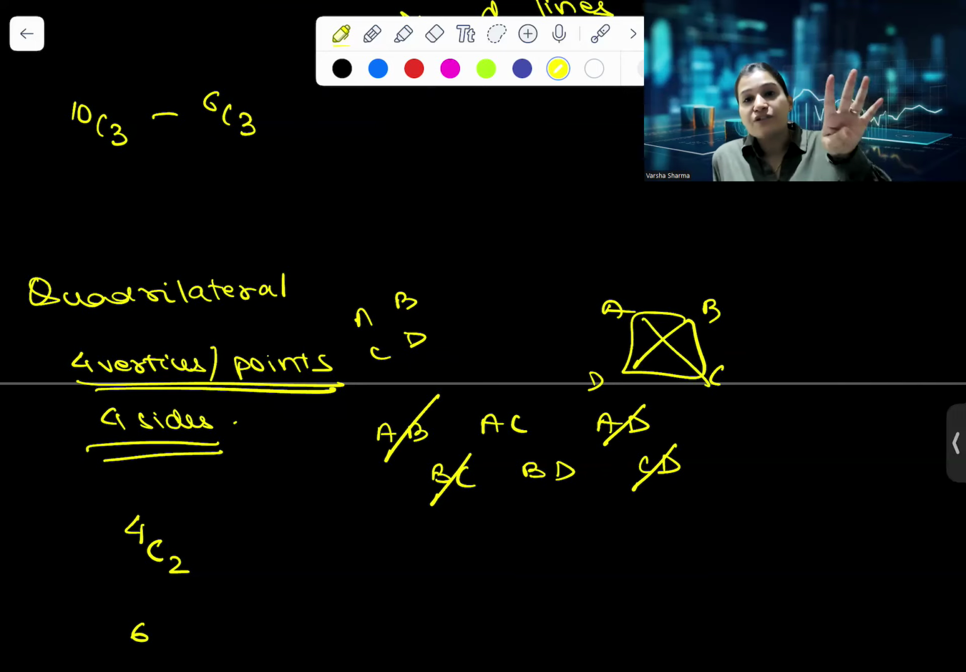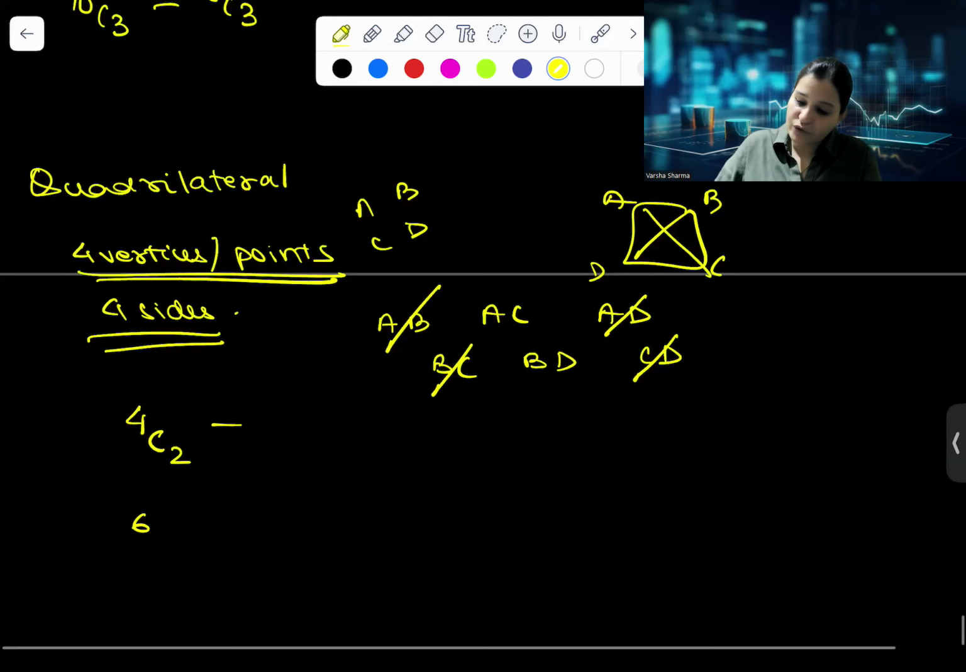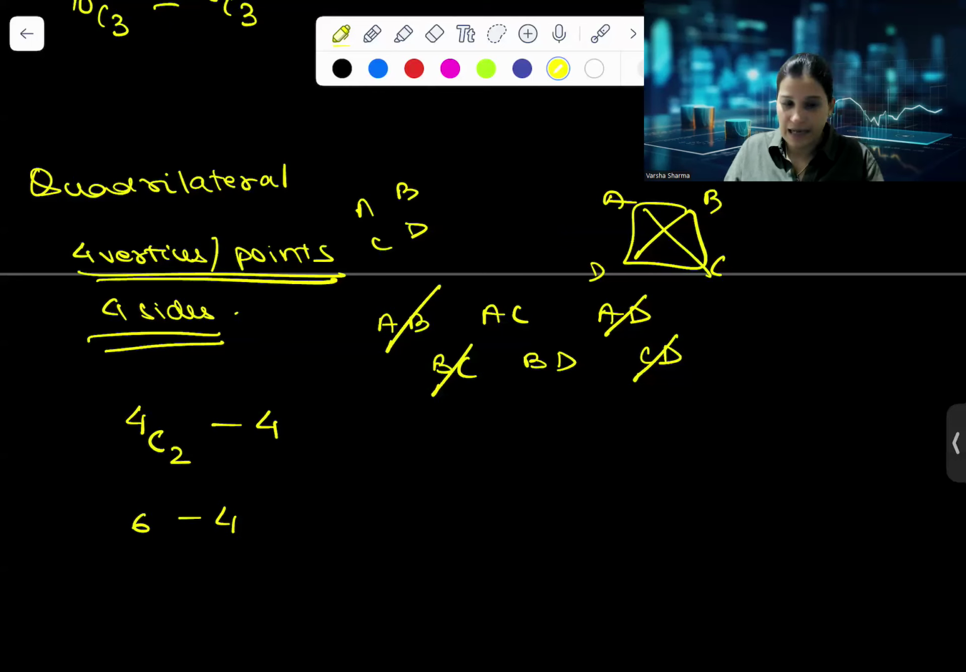So out of 4 points, first I found all the lines. That is 4C2, 6 lines. Since there were 4 points, there will also be 4 sides. So out of those 6 lines, we remove the 4 sides that the quadrilateral has. The remaining 2 are the diagonals.